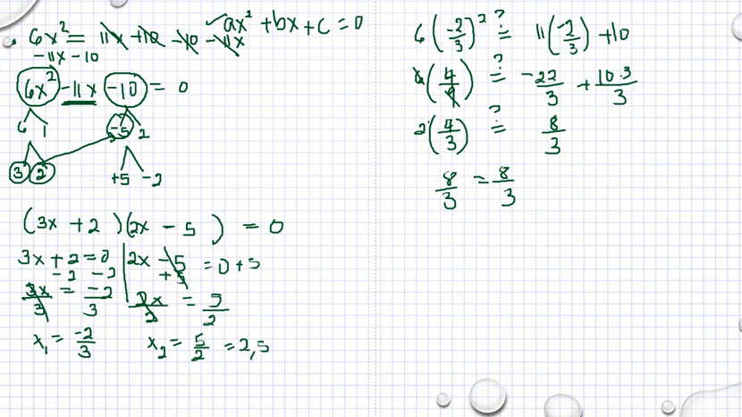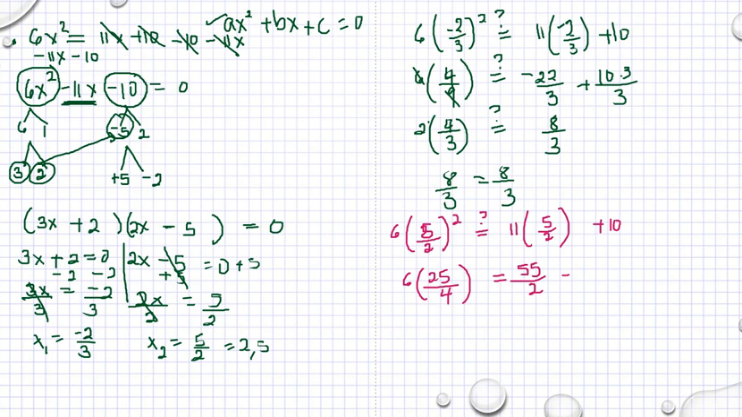The second one, I will use another pen. So we have 6 times 5 half squared is equal to 11 times 5 half plus 10. So if we have 6 times 25 fourth, and then we have 55 half plus 10.